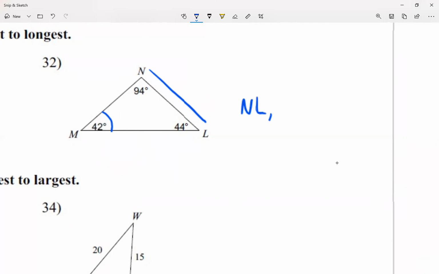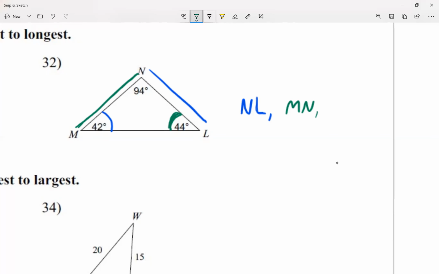In number 31, I wrote all my choices. Question number 32, I'm just going to write one choice. But I could call it LN if I want to. So I'm just going to choose one of my choices, NL. Now, medium side, it's 44. Angle-wise it's 44, so that means this side. I'm going to call this MN. If you call it NM, you're okay.